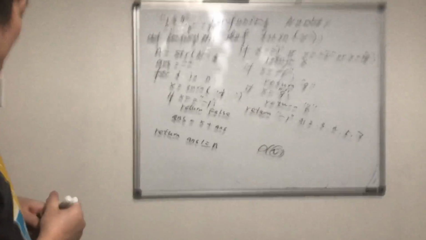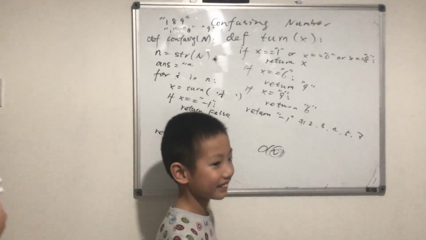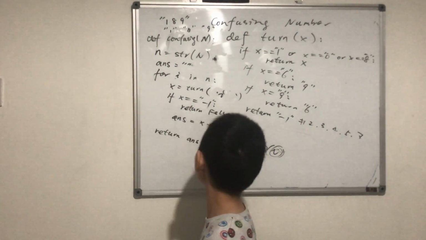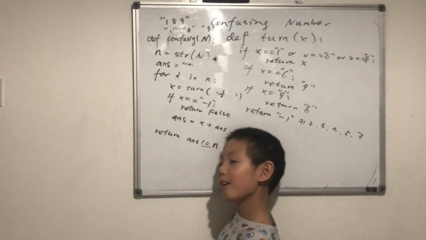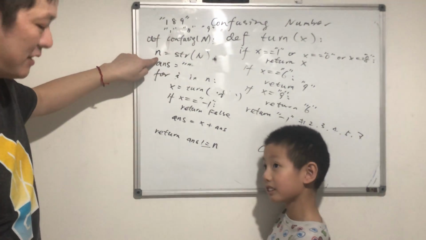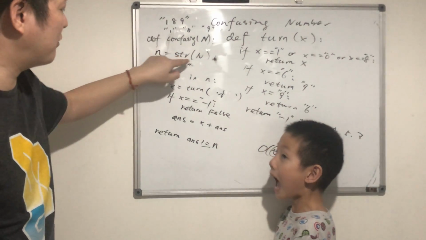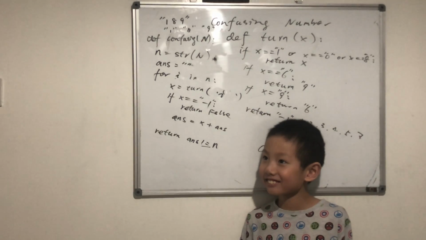What's the time complexity? Rowan, I just told you. What's the space complexity? Are we using any space here? This could be a space. Yes, we're converting to string n, because we are using that.